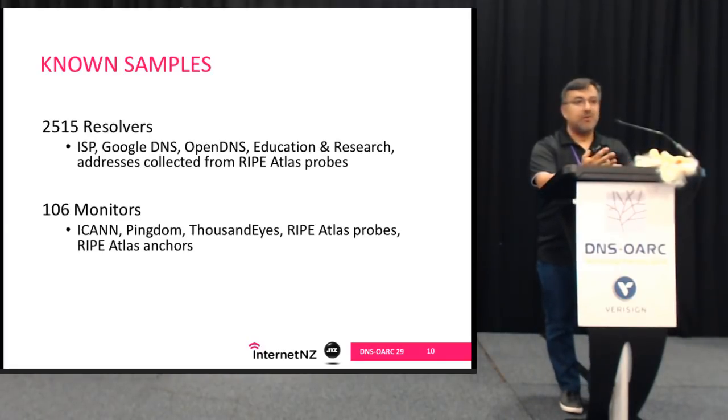So the ICANN monitoring for the SLA, Pingdom, ThousandEyes, the RIPE Atlas probes that are doing regular monitoring, and RIPE Atlas Anchors, as we are part of the DNSMON and the TLDMON set. And now we can add Cloudflare and Quad9, so we have some work to do when we're back.